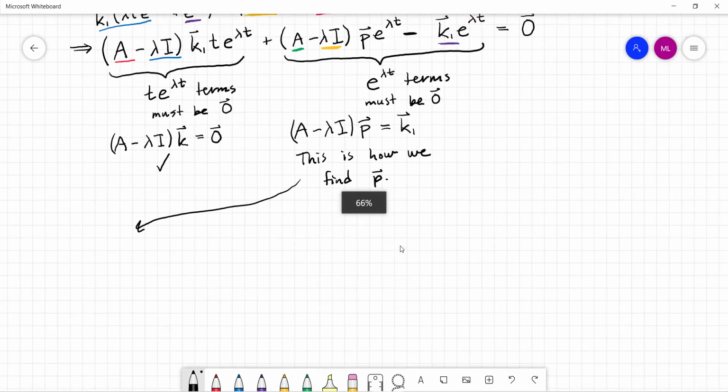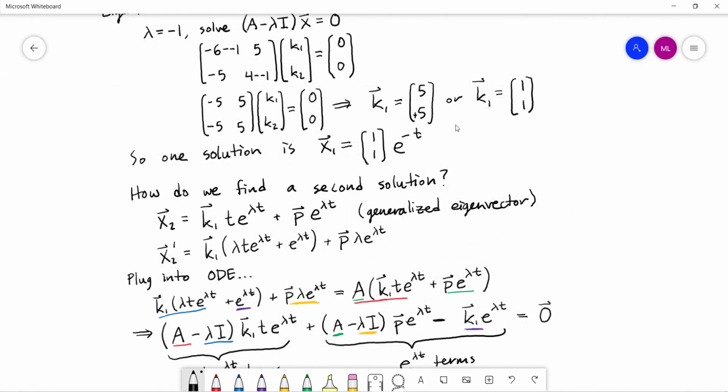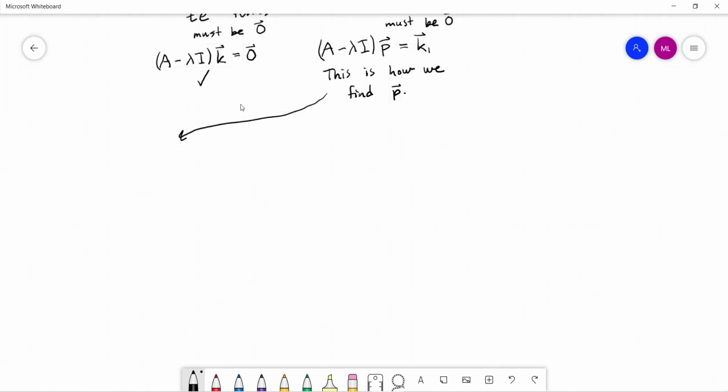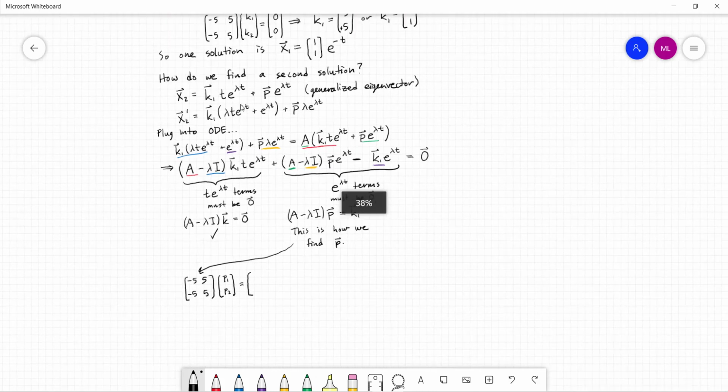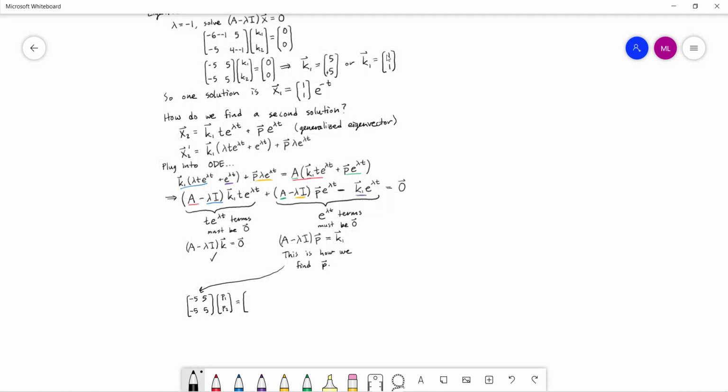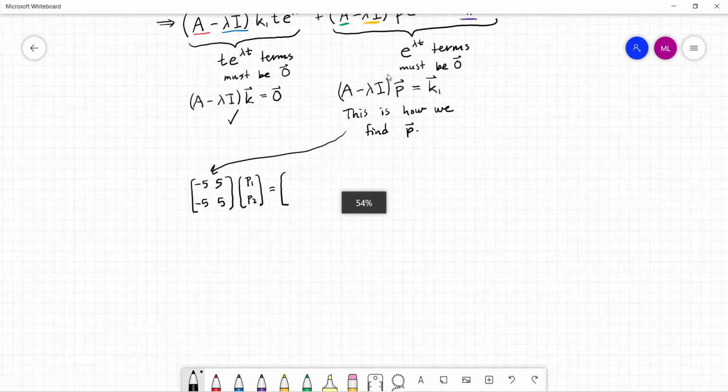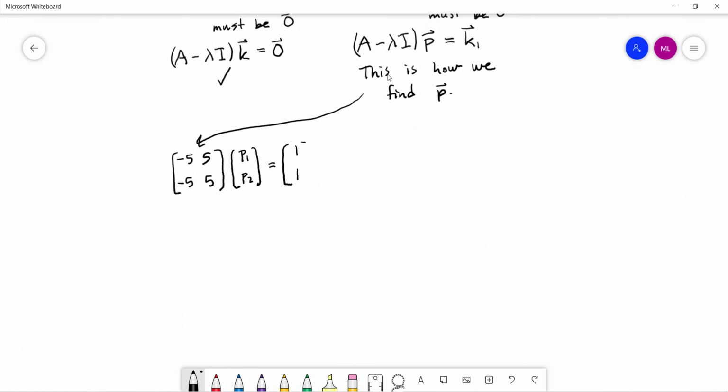And we need, in this case, A minus lambda I. We already did A minus lambda I. That's how we found k to begin with. So it's negative 5, 5, negative 5, 5. There's our A minus lambda I. Here's our unknown vector, p1, p2 being the two entries of it, and it's got to be equal to k. k was 1, 1, or what I'm calling k1, I guess, is 1, 1. And so now we need to solve for something that will satisfy this.